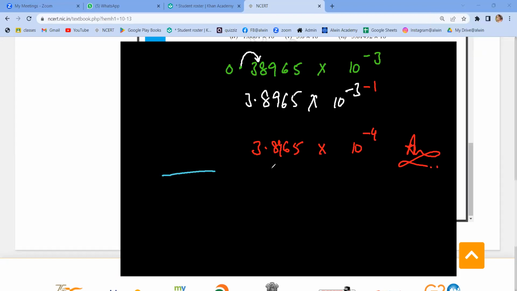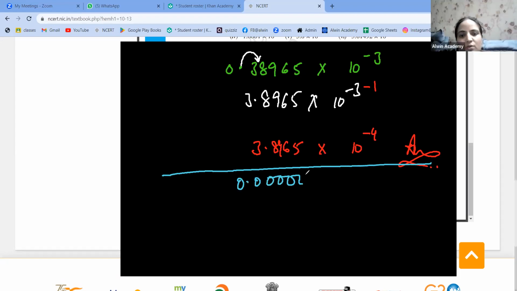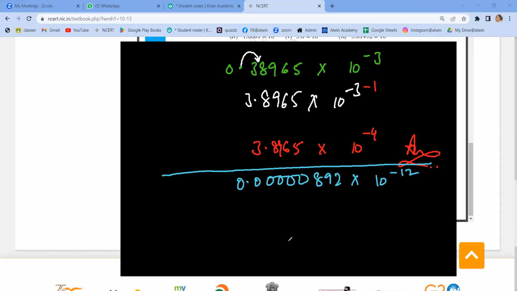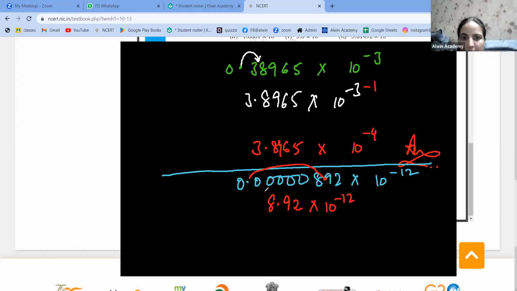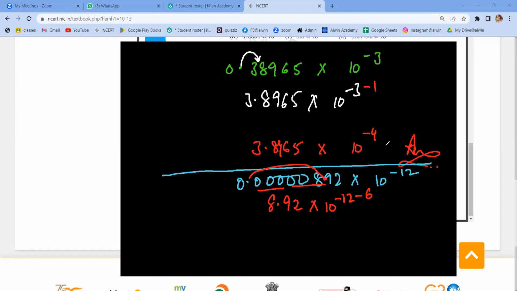Okay, ma'am. 0.00000, so there are 5 zeros, 892 into 10 to the power minus 12. Tell me what is the answer. Ma'am, it would be 8.92 into 10 to the power minus 12 minus 5. How many steps? 6 in all. Ma'am, 5 are the zeros. 6. Ma'am, I forgot the 8.